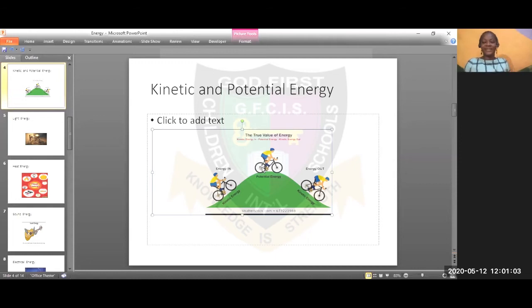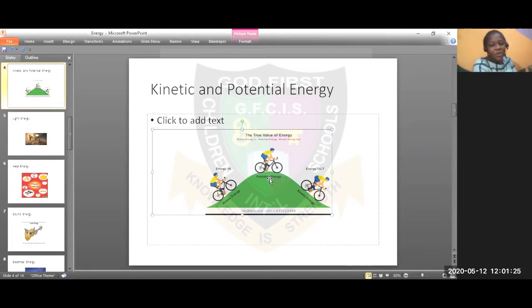He was standing there. The way he was standing there is telling us that there is energy in that bicycle, but that energy has not been put to use. The energy is just sitting down, not being put to use. What do I call it for you? Potential energy. Now you get the difference between kinetic energy and potential energy.